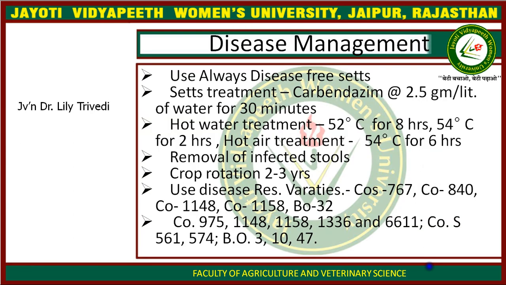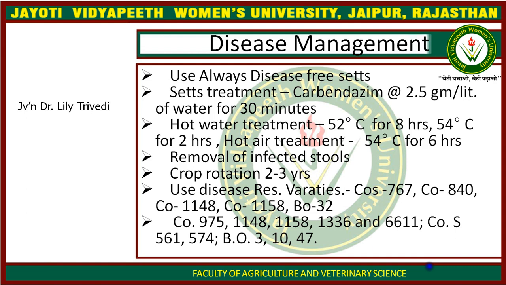The disease management can be done through the use of only disease-free sets. The sets treatment consists of carbendazim at the rate of 2.5 gram per liter of water for 30 minutes. The hot water treatment, in which the sets are dipped for 8 hours at 52 degrees centigrade or at 54 degrees centigrade for 2 hours. The hot air treatment consists of 54 degrees centigrade for 6 hours.